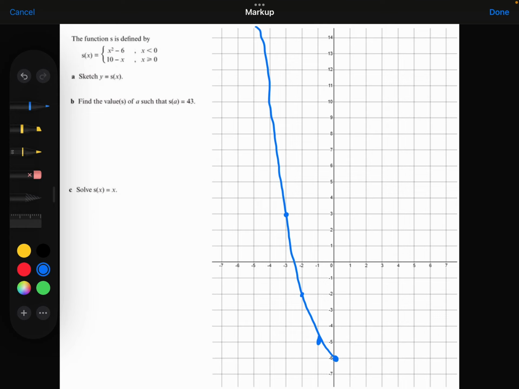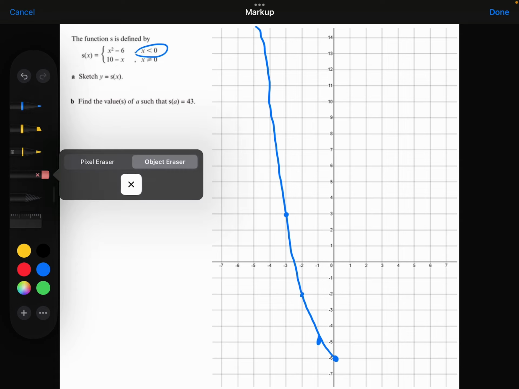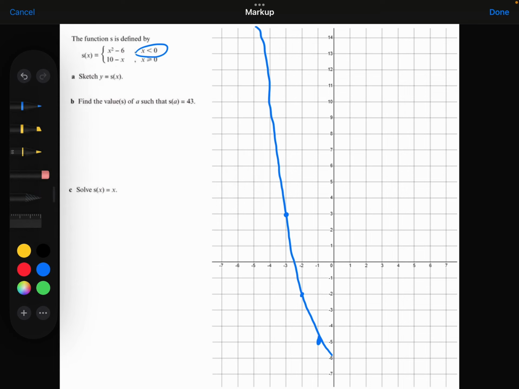And I only need to draw the negative part of the graph here because it's only defined for x less than 0. Another thing I'm actually going to do, because x can't equal 0, y can't equal minus 6. So I'm just going to draw a little hollow circle there when x is 0 to signify that.